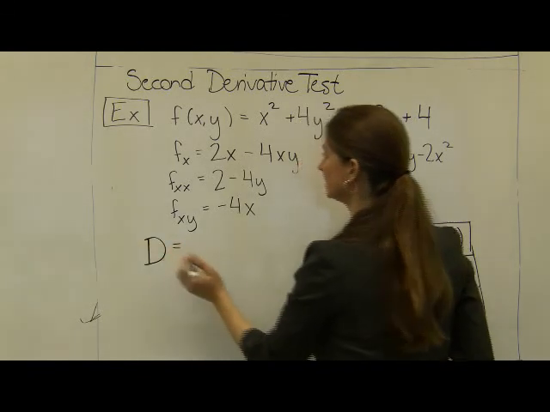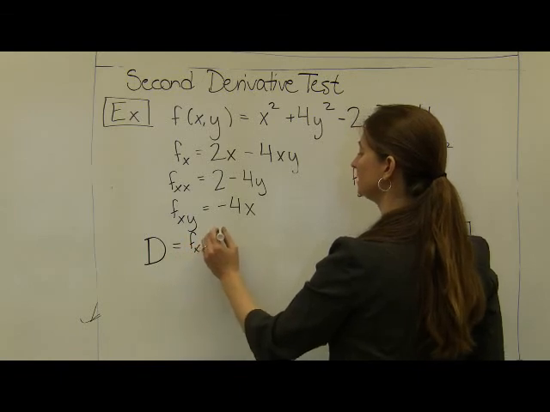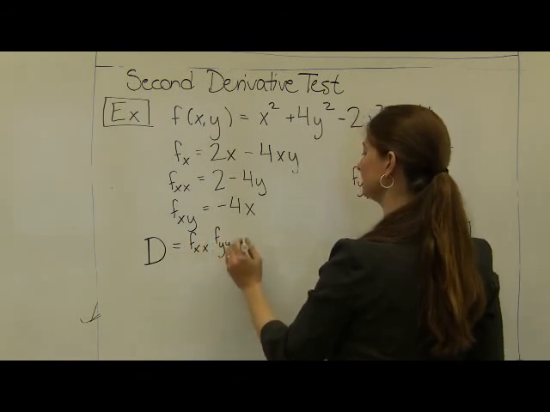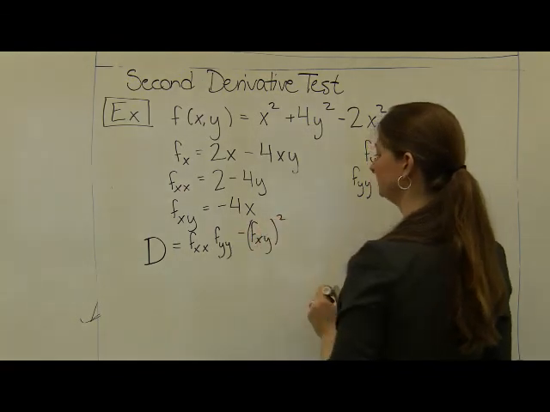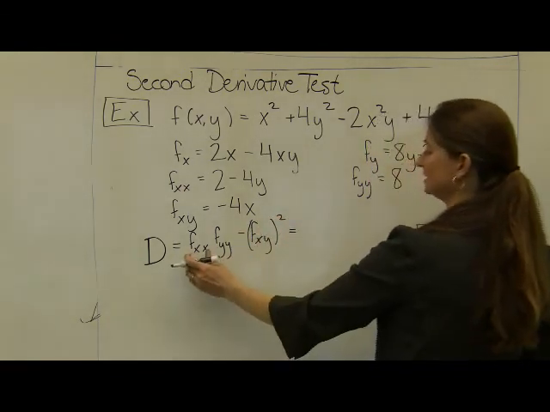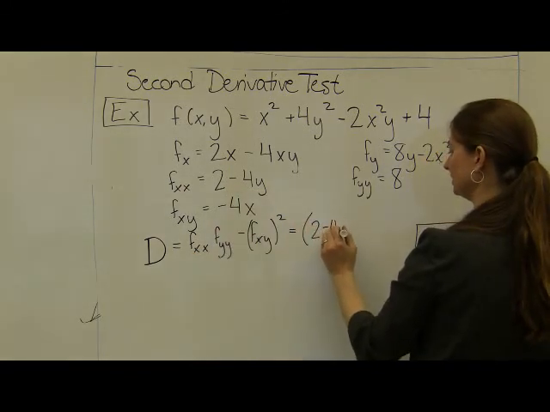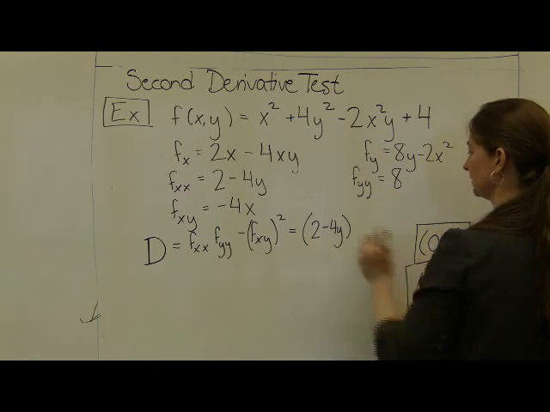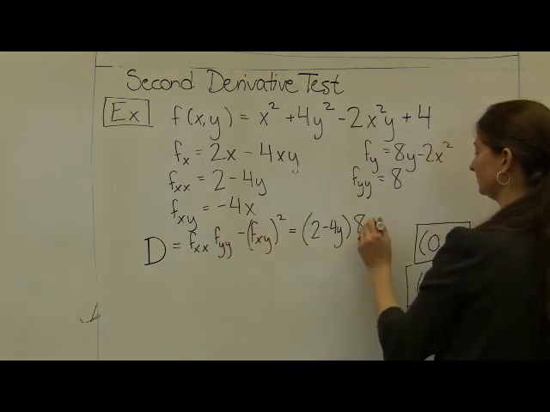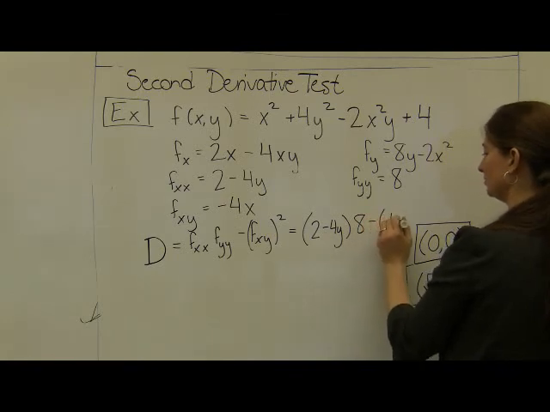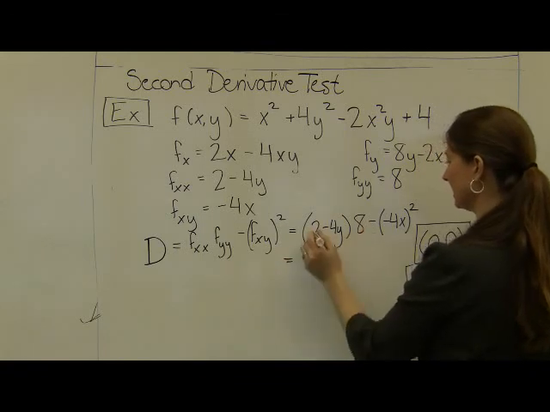Our discriminant in this case is going to be, recall, given by the second derivative with respect to x, times the second derivative with respect to y, minus the mixed partial squared. In this case, my second derivative with respect to x is given by 2 minus 4y. My second derivative with respect to y is 8. And my mixed partial, negative 4x, squared. I can simplify this.